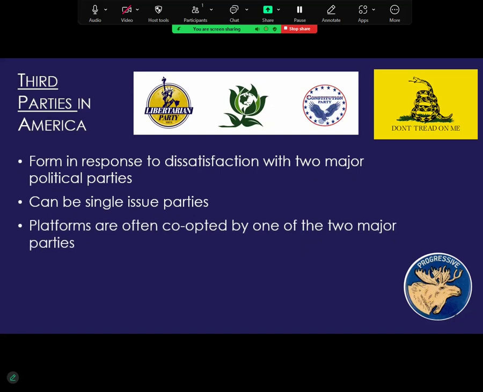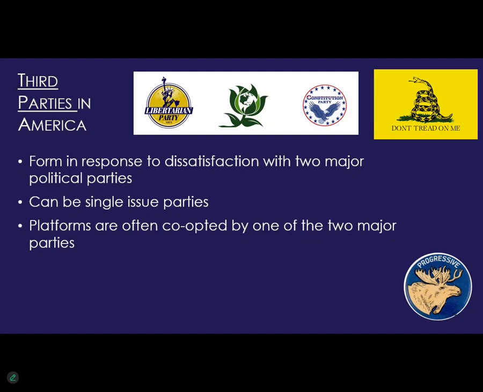Ultimately, though, one of the two major parties will see voters drawn to support for a third party's primary issue, and then to draw those voters back, the dominant party will co-opt the third party's platform issue, and the third party will die out. An example might be how you might have seen the Democratic Party beginning to draw in the environmental concerns of the Green Party. That's an example of co-opting the issues of a third party.